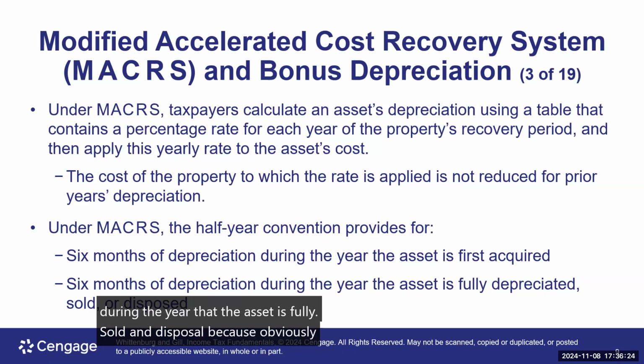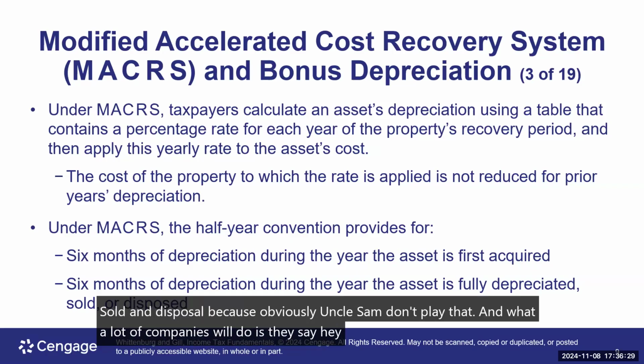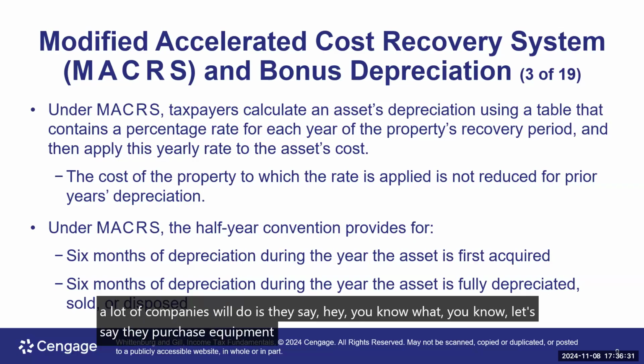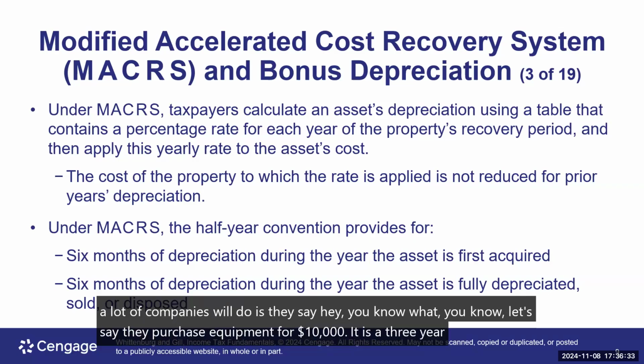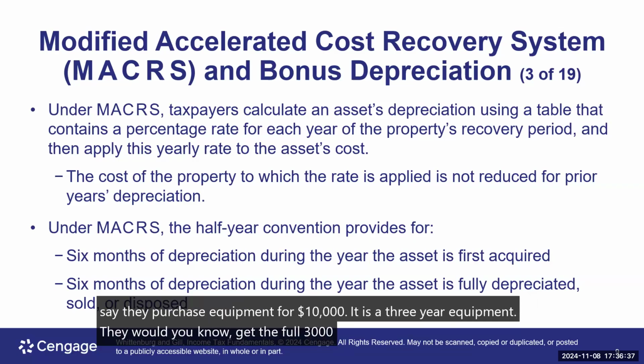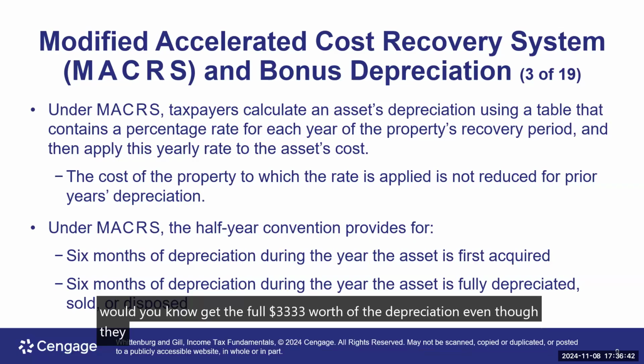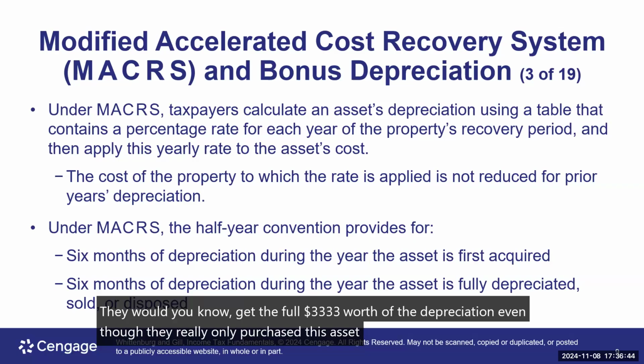And what a lot of companies will do is, let's say they purchase equipment for $10,000. It is 3-year equipment. They would get the full $3,333 worth of depreciation, even though they really only purchased this asset in, let's say, November or October.